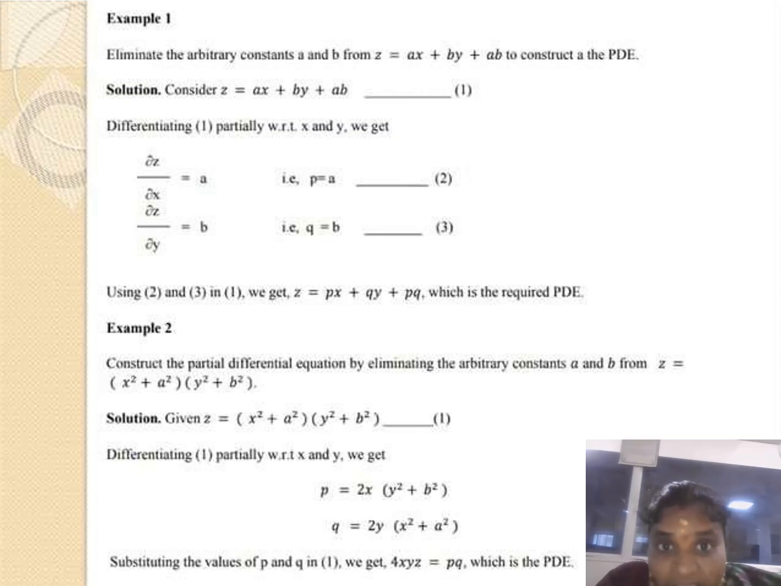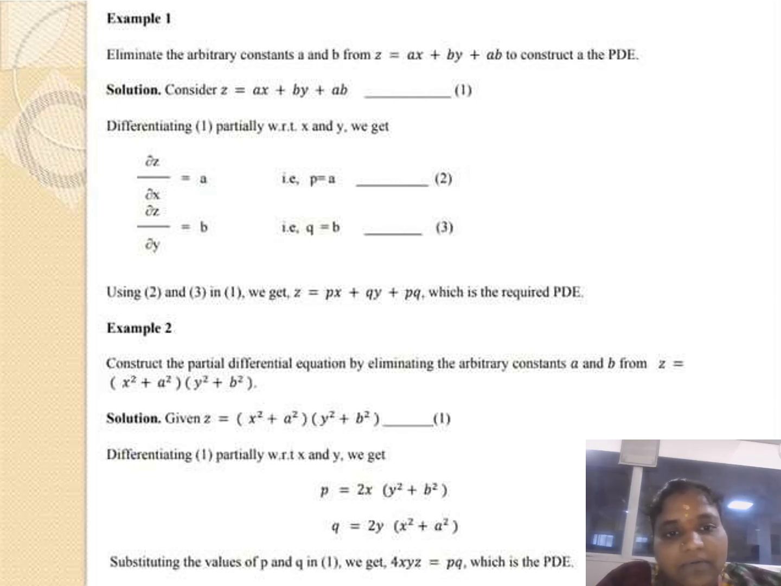So this is an example: eliminate the arbitrary constants a and b from z equal to ax plus by plus ab to construct the original PDE. The given equation is the first equation, z equal to ax plus by plus ab. Here we differentiate the first equation with respect to the independent variables x as well as y.